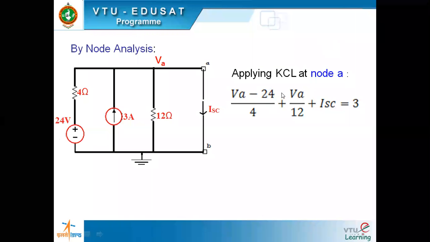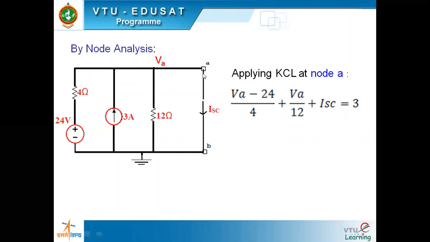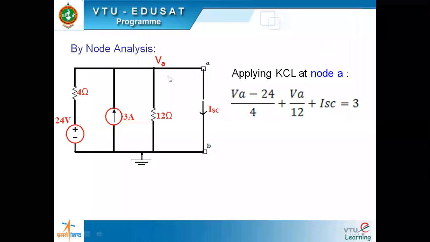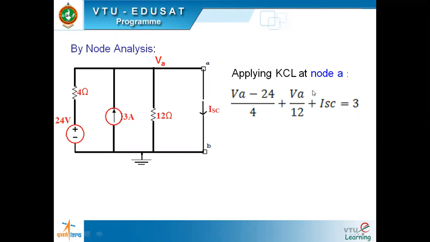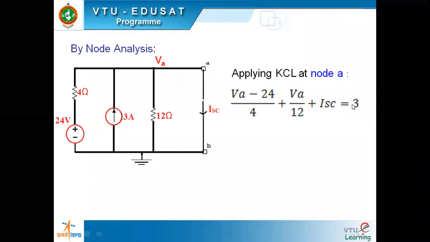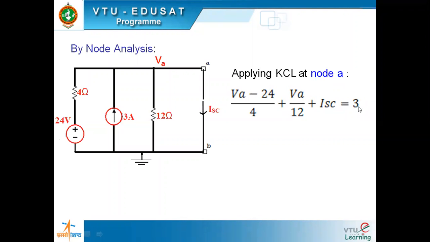See, (VA minus 24) by 4 is leaving. VA by 12 is leaving. ISC is leaving node A. The only entering current is 3 amperes. So the sum of all the leaving currents is equal to the sum of the entering currents. Since there is just one entering current, let's keep it that way.